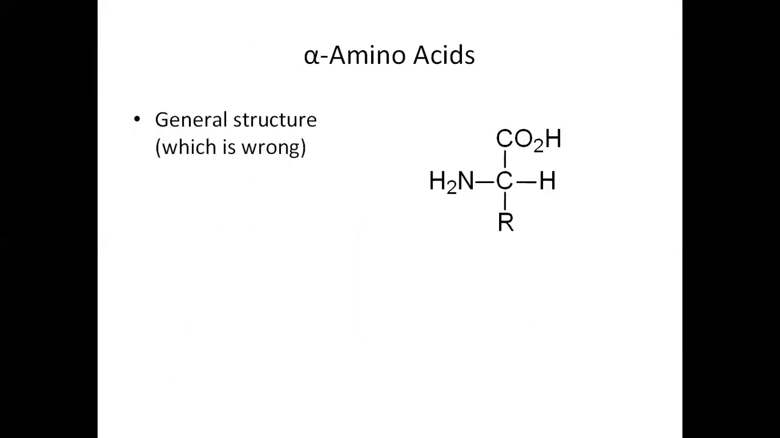The general structure of an amino acid is that the amino group is on the alpha carbon relative to the carboxylic acid group. In addition, the alpha carbon always contains a hydrogen atom, and it contains an R group of some kind. This structure is incorrect in a very important way that we will go into shortly.